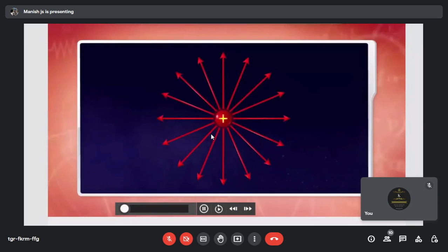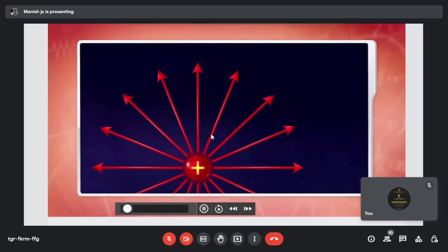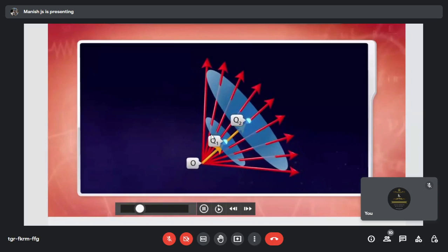Let's now try to represent mathematically the relationship between the density of field lines and the electric field intensity. Consider a positive charge placed at point O. Consider 2 points Q1 and Q2 that are located at distances R1 and R2 respectively from the point O. Let's take the cross-sectional area of the plane that is perpendicular to the field lines at the point Q1. Let's represent this area element by A1.